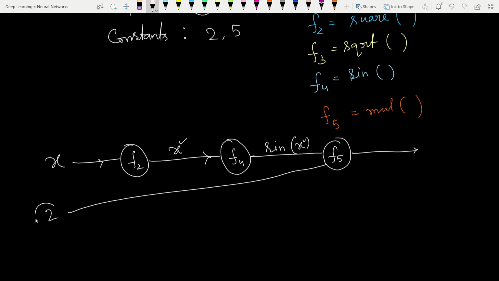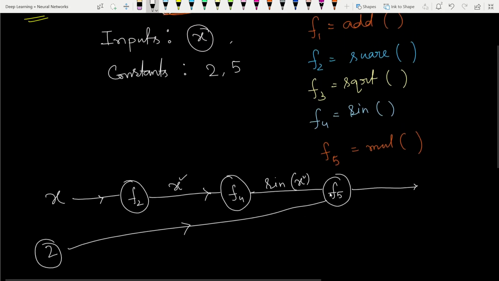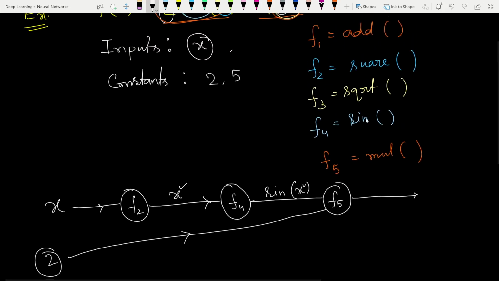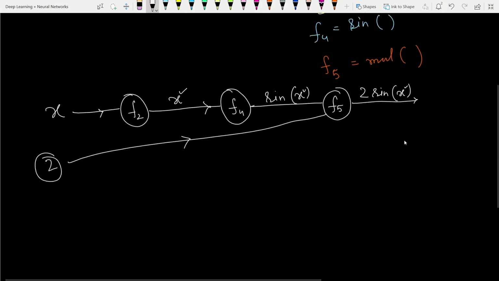This is the constant term 2 that we require here, and here this function is f4, which produces 2 into sine x square. This function will provide this. So again, one function we require here.